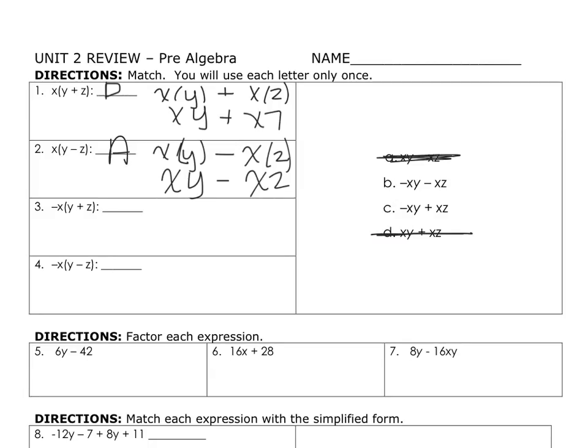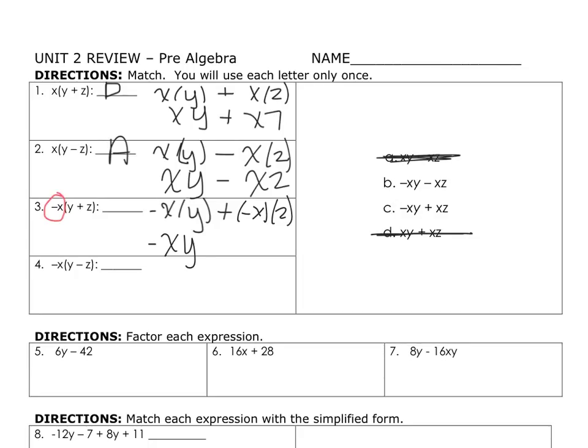Okay, number 3. Be really observant here. There is a negative x outside of your parentheses, so that is what you are distributing. Negative x times y plus, and you need to make sure there's a plus sign here, you're bringing it over there, negative x times z. So your answer is negative xy plus your negative xz.